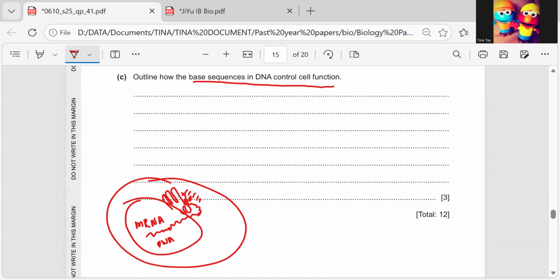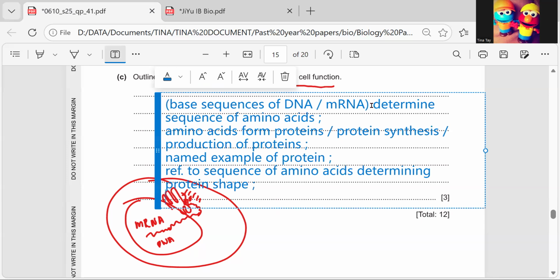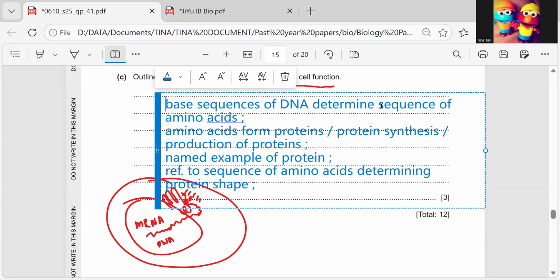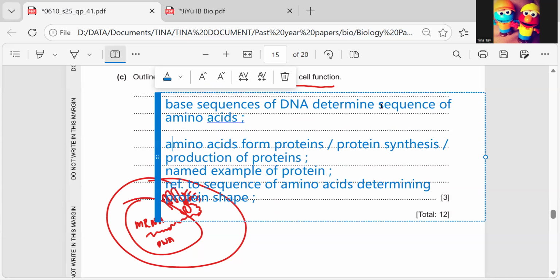How are you going to write it down? Did I answer it correctly? Nice. The sequence of the bases determines the sequence of the amino acids. That's the first thing you must write. The base sequence of DNA determines the sequence of amino acids. Amino acids join together to form proteins.